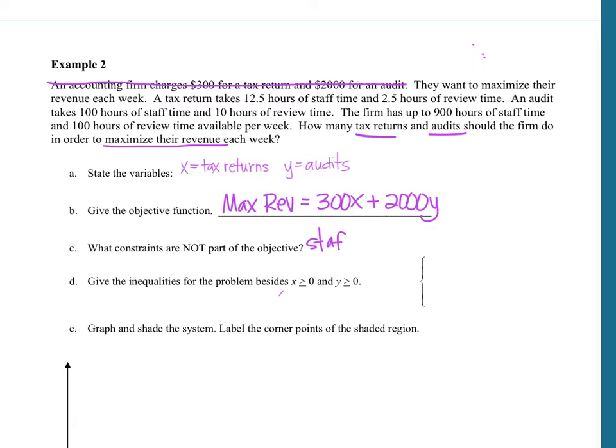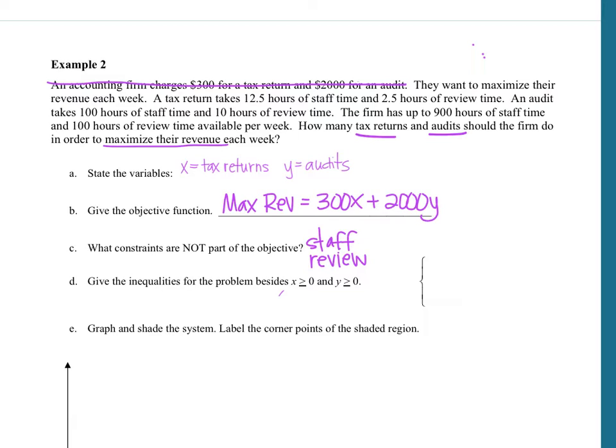Now, some people think those are the variables. They're not. They are the constraints. The variables are always in the question. So the tax return and the audit are the variables. These things of staff and review, they're what are called the constraints.